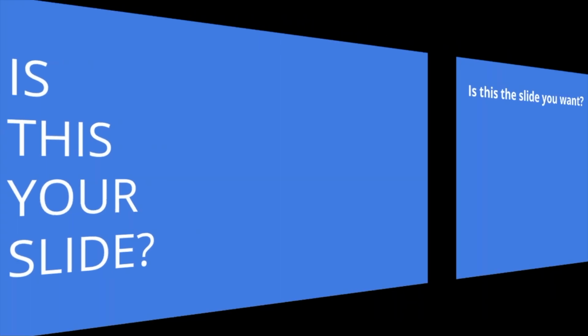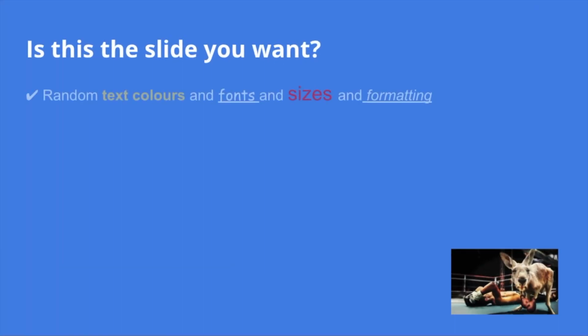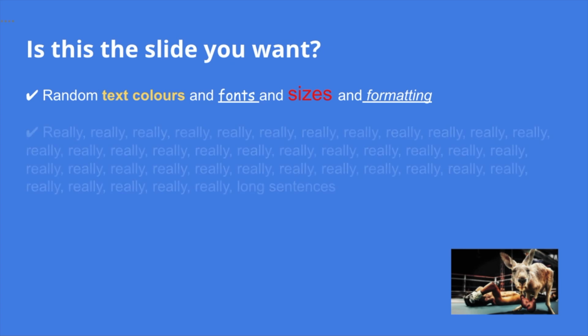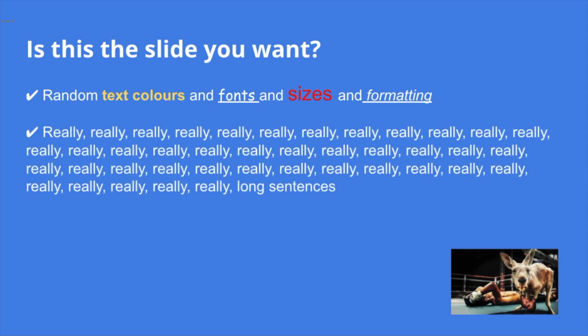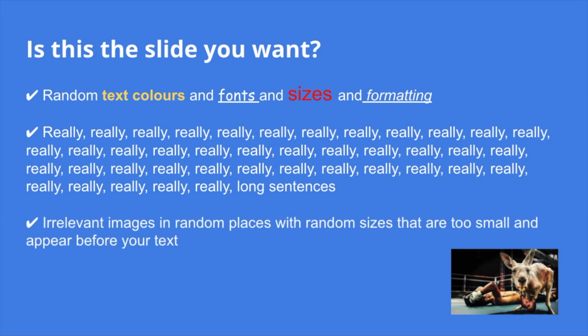So, think about this. Is this your slide? Do you have random text colors and fonts and random sizes with formatting like underlines that go into spaces that should be blank? Do you have a ridiculous amount of text like long sentences? You should be using short phrases. And do you have irrelevant images placed randomly around in random slides all over your presentation?